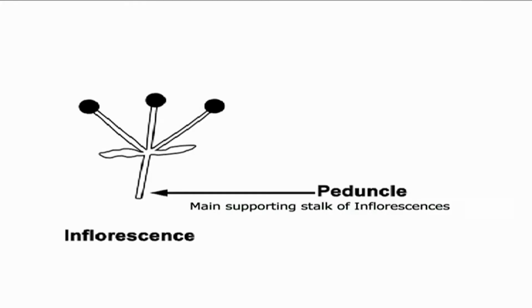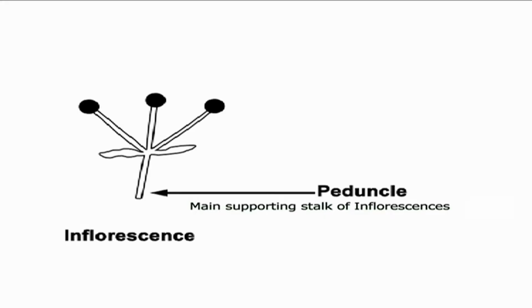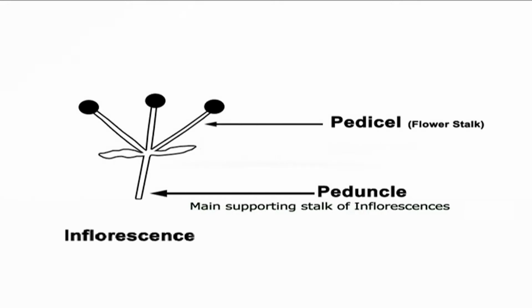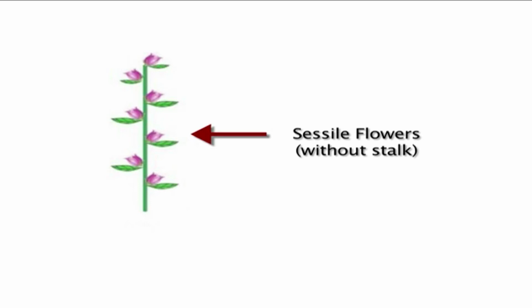The stalk of an inflorescence is known as peduncle and the main axis bearing the flowers within the inflorescence is called rachis. The peduncle usually bears no leaves. Each flower may be attached to the main axis by a stalk called pedicel and the flowers are thus termed as pedicellate. Sometimes the flowers do not possess a stalk and are termed as sessile.